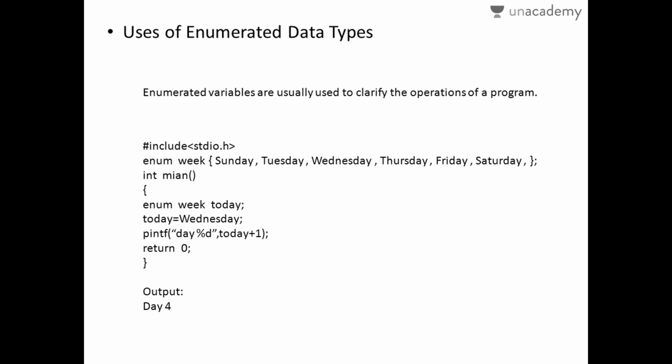When you come to the use of enumerated data types, these are mainly used for clearly understanding the operations of a program. To give a simple example, we are writing enum week, a list of all the days of the week, from Sunday to Saturday, and storing enum week today. We want today to be Wednesday, suppose, and then we want to print today plus 1 as an output. Though today is a character name, we still get an output in integer format. This is how an enumerated data type can be used.